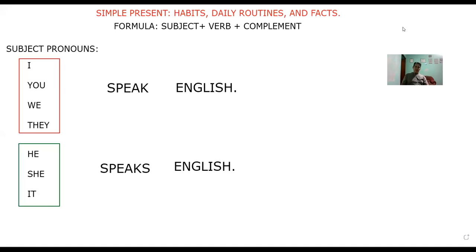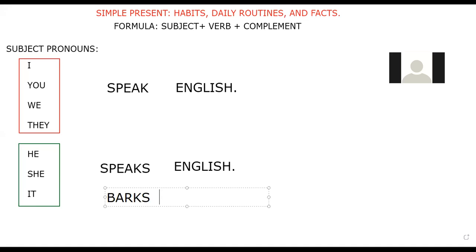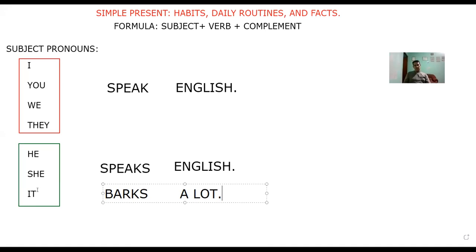Con respecto a it, en este caso, it no aplica para el verbo speak, porque es un animal o una cosa. Una cosa, ajá. Entonces podemos decir, si es un perrito, it barks a lot, ladra, por ejemplo, en vez de speak, right? It barks a lot. The dog barks a lot. El perro ladra mucho. Right? In that case, because the dogs don't speak. They bark. So that's what we can use.